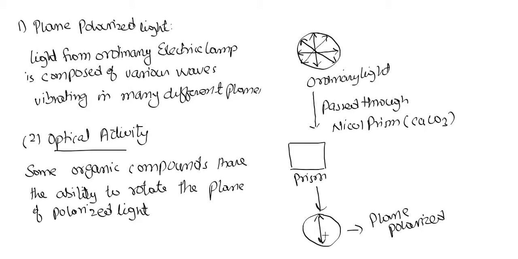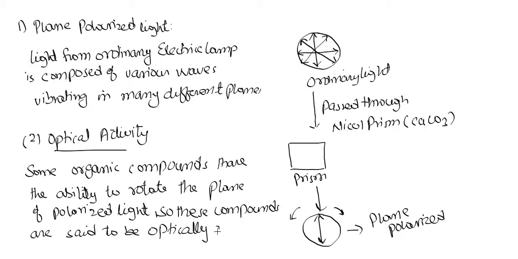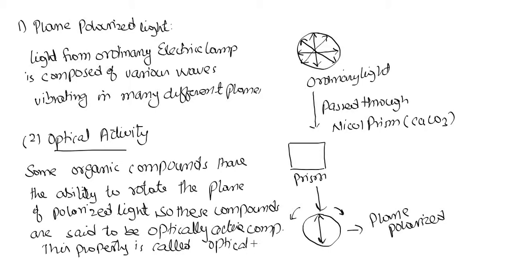Let's say it is at 90 degrees; some organic compounds have the property that they can rotate it to here or here. We will discuss that later. For now, just understand that some organic compounds have the ability to rotate the plane of polarized light. These compounds are said to be optically active compounds, and this property is called optical activity. I hope now this makes sense.